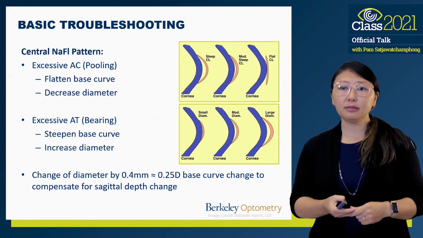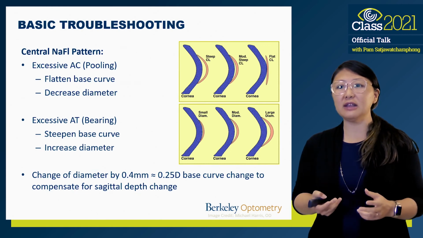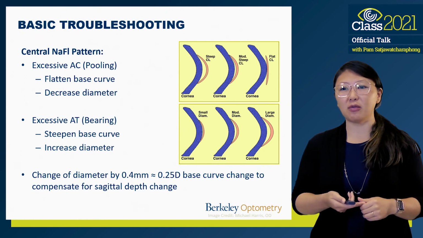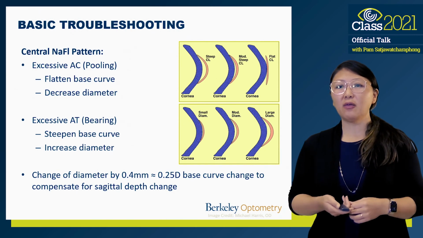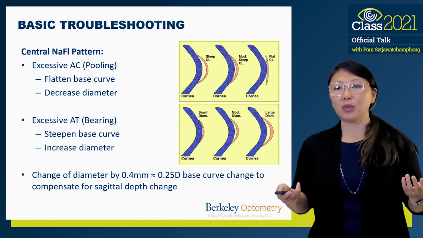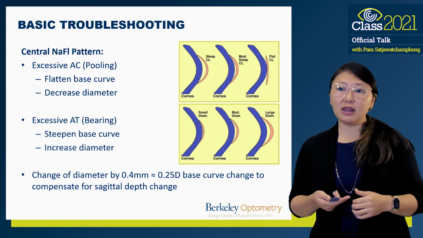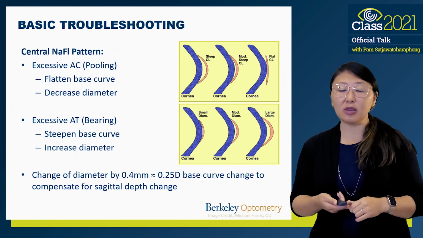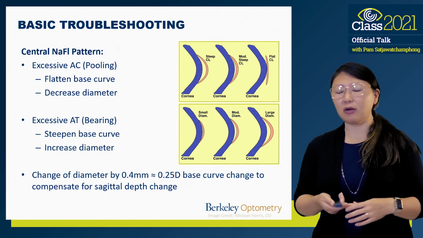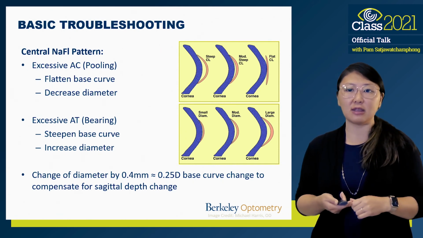Again, typically base curve would be my first choice of modification if I feel that my diameter is appropriate. Keep in mind that if you're changing your diameter by about 0.4 millimeters, this is effectively giving you about what would be equivalent of a quarter diopter base curve change in terms of pooling. So if I make my diameter bigger by 0.4, it'll potentially look like I have a deeper lens. So to compensate for this, let's say that you were happy with the way that your fluorescein pattern looked, but you want to change the diameter. You may adjust the base curve accordingly to compensate for that sagittal depth change that you're gaining from changing the diameter.